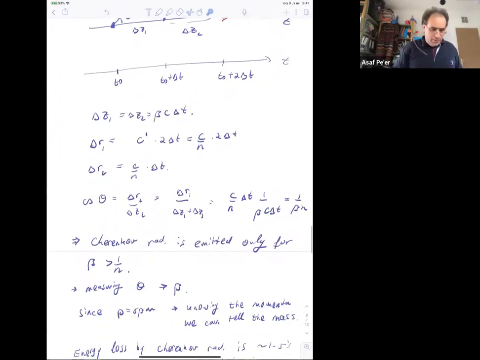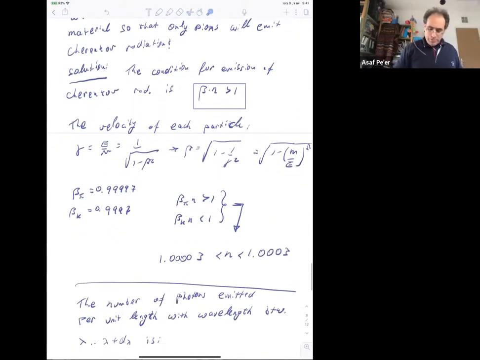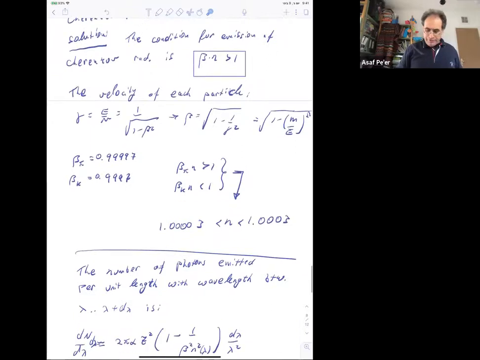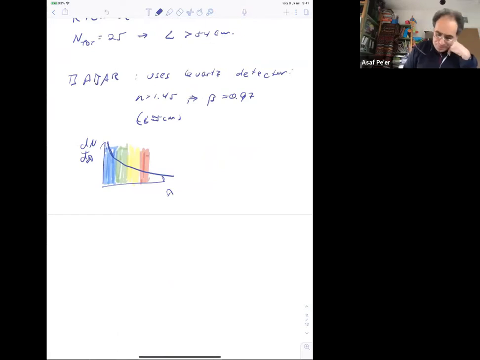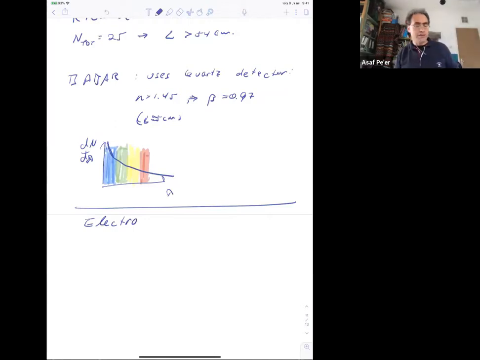Okay, then the second topic that I wanted to cover, just go through quite quickly, is called electromagnetic shower. This is also a phenomenon that is extremely important both in particle physics and in astrophysics. We have a lot of detectors that are based on that.